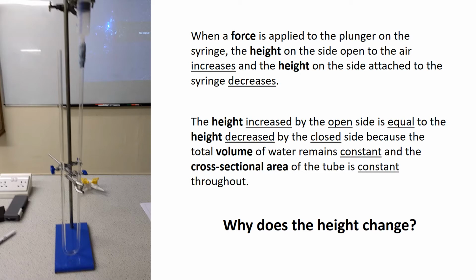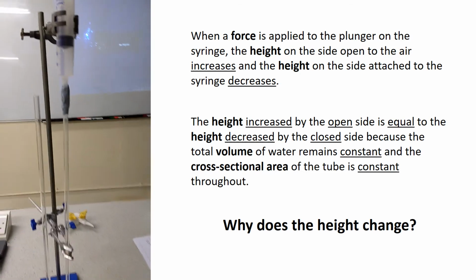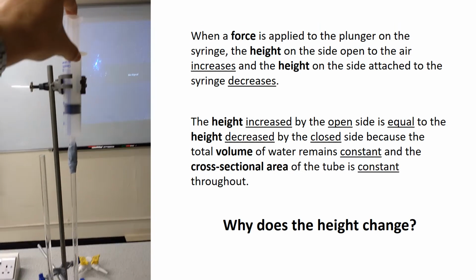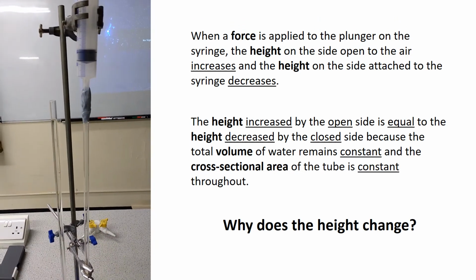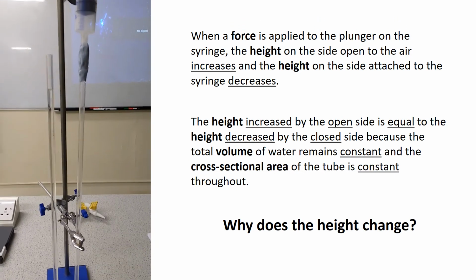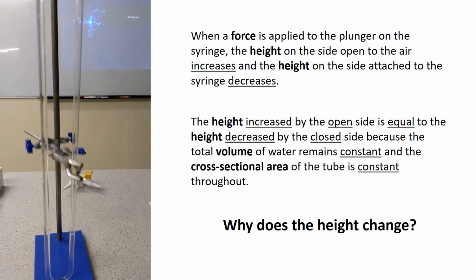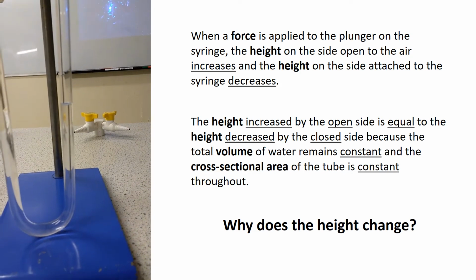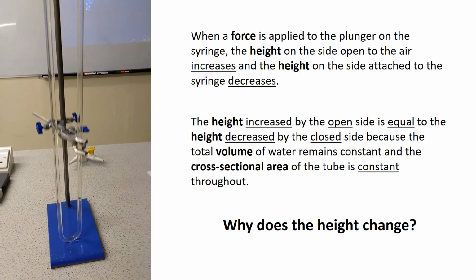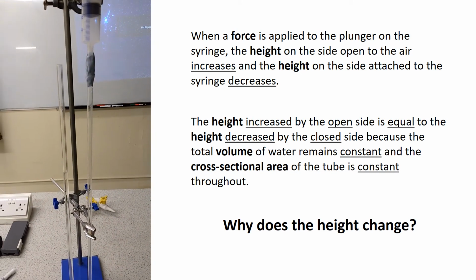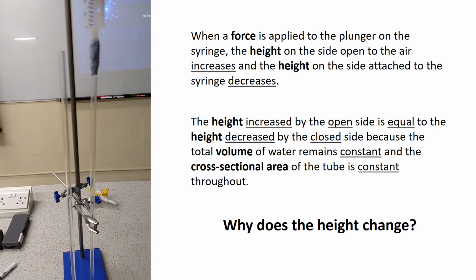Okay, so I'm going to set this going. What I'm going to do is push down the plunger and decrease the volume in there. Now we can see that the system responds by the water level rising on the left-hand side, but what you might not have spotted is that the water level dropped on the right-hand side. So on the left it goes up, and on the right it goes down. And the height change is identical.